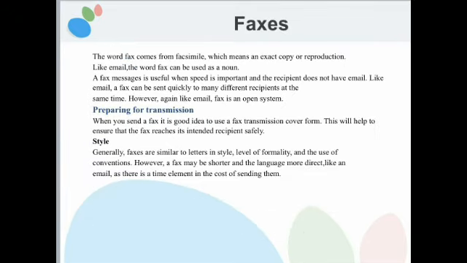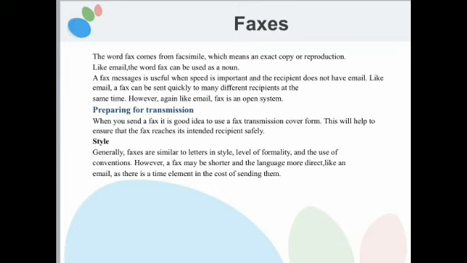Okay, the second is fax. The word fax comes from facsimile, which means an exact copy or reproduction. Like email, the word fax can be used as a noun. A fax message is useful when speed is important and the recipient does not have email. Like email, a fax can be sent quickly to many different recipients at the same time. However, again like email, fax is an open system.